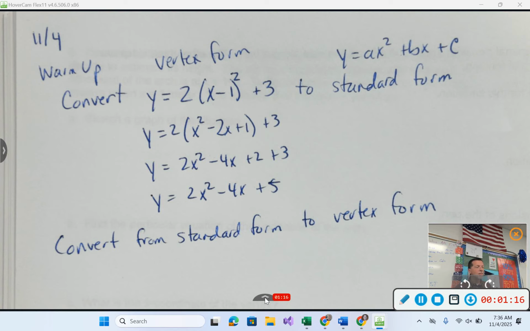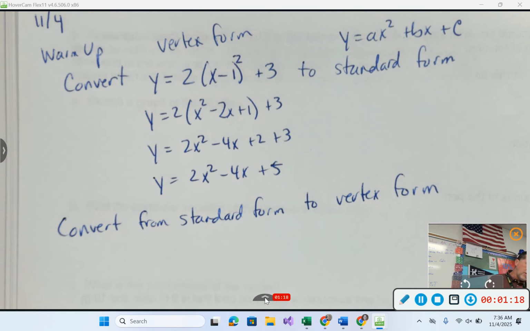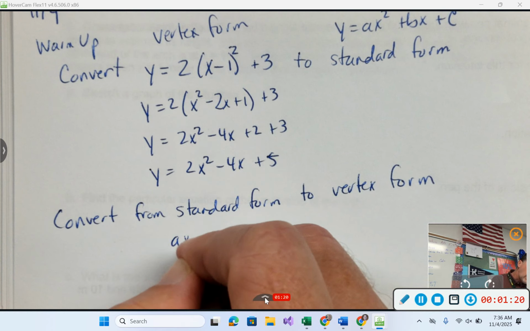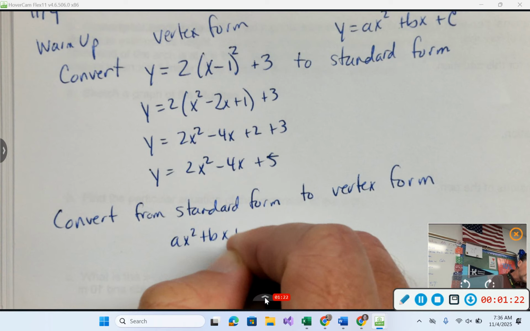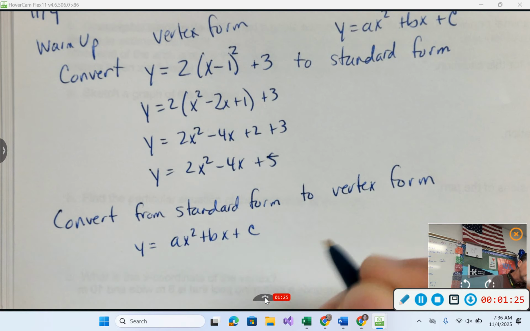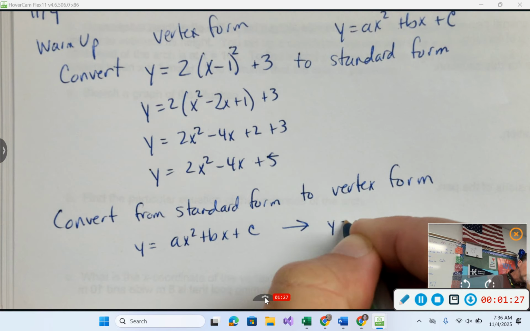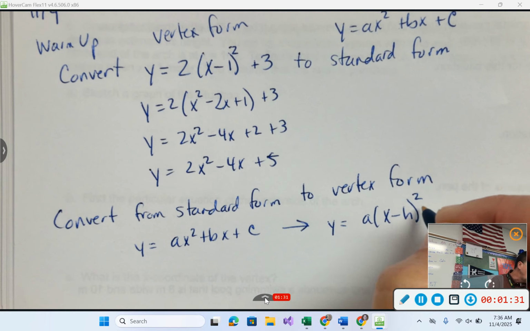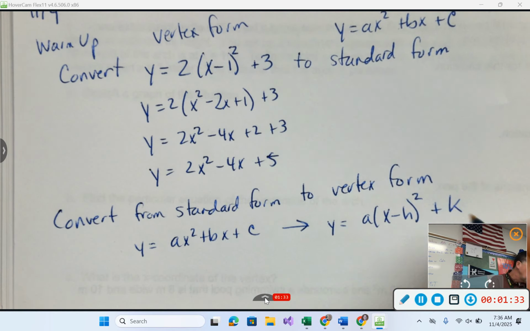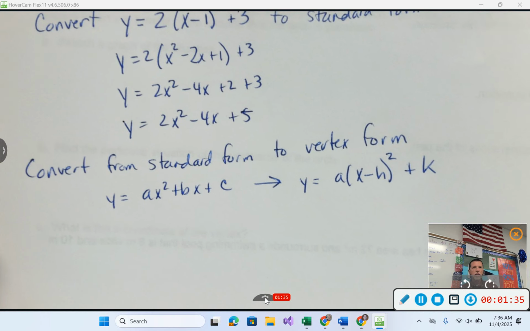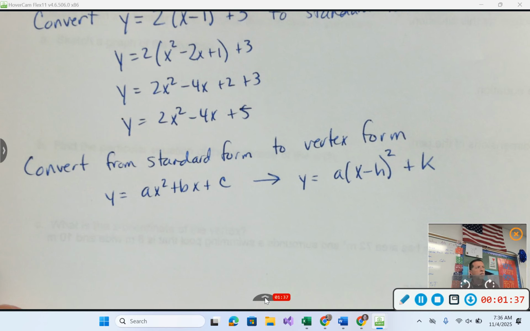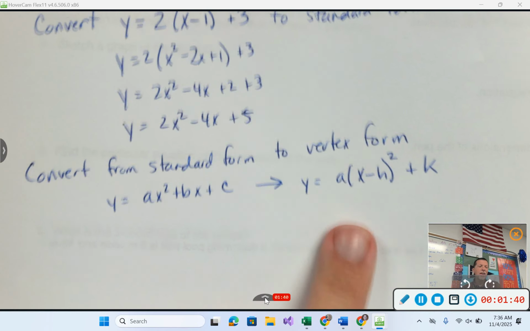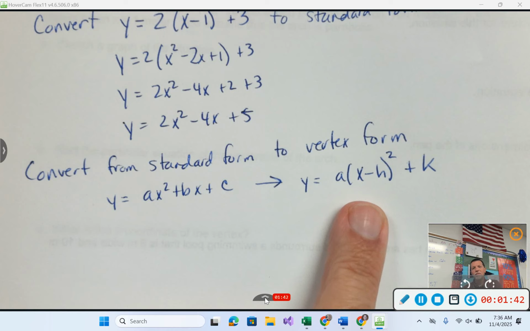So that's a little bit harder, to get from ax squared plus bx plus c, that's standard form, into (x minus h) squared plus k. But it makes more sense we'd want to go that way because we like vertex form. It's easy to read off the vertex.